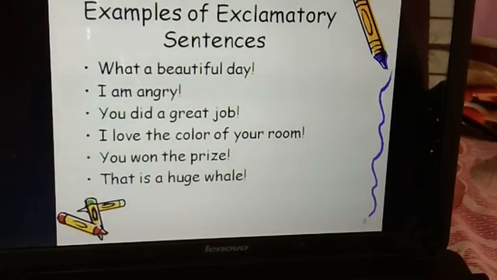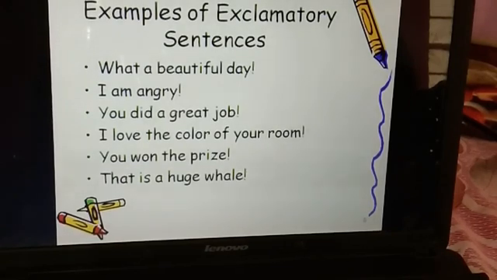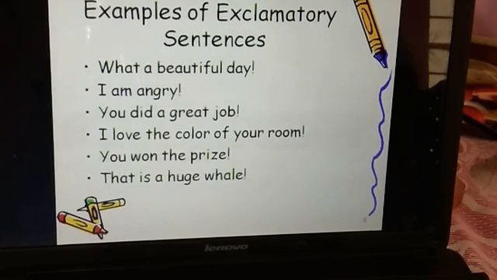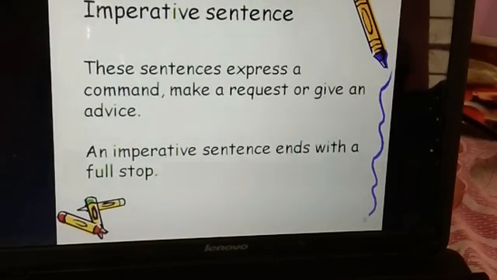So here the sentences express your sudden feeling. Means when you say what a beautiful day, you are very happy. When you say I'm angry, you are also having a strong emotion, because whenever you are angry, you know what kind of expressions are there. You did a great job, so we are appreciating someone. I love the color. So all these types of statements end with an exclamation mark, so we call it an exclamatory sentence. Last, that is the fourth kind of sentence, is an imperative sentence.